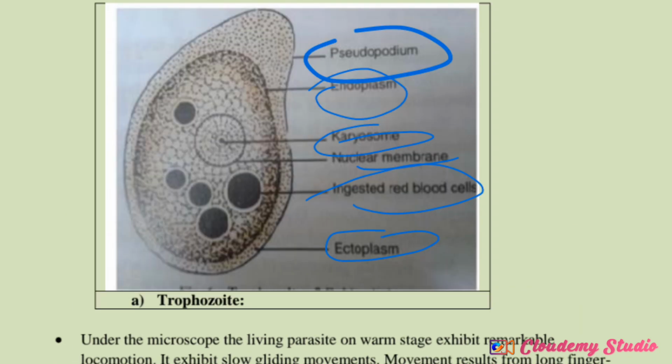Now look at this. Look at their ectoplasm. It is clear. You understand? While their endoplasm is what? It is granular. Are you getting that?